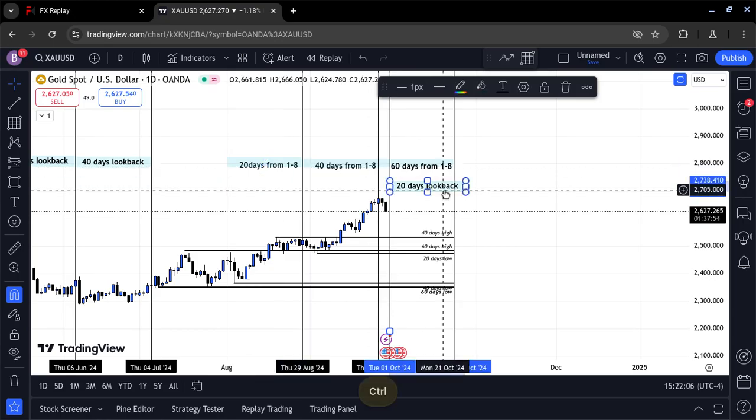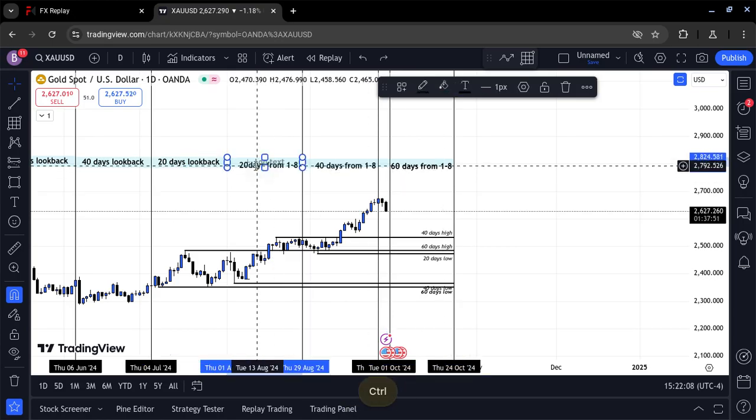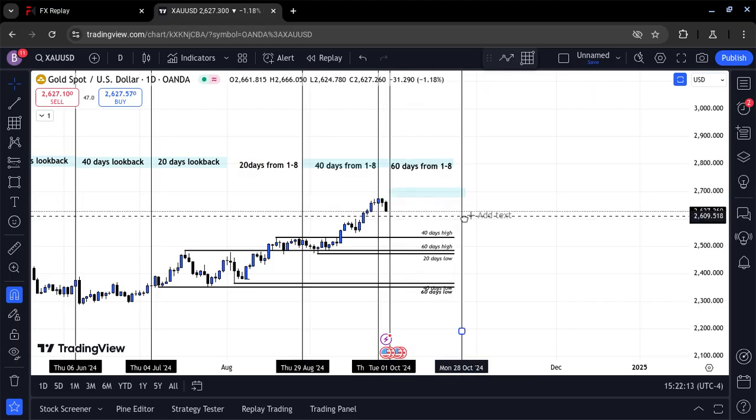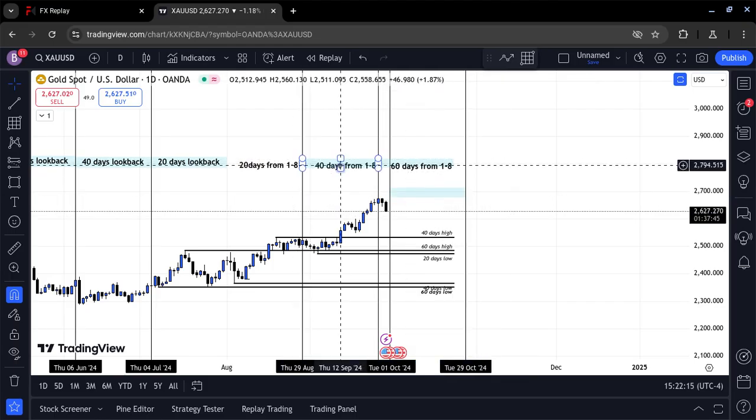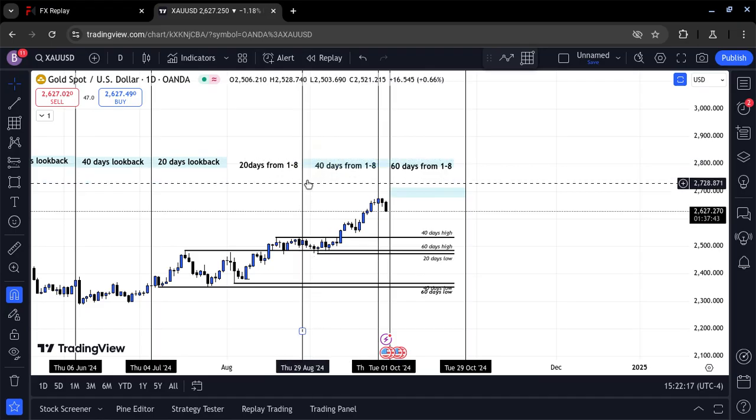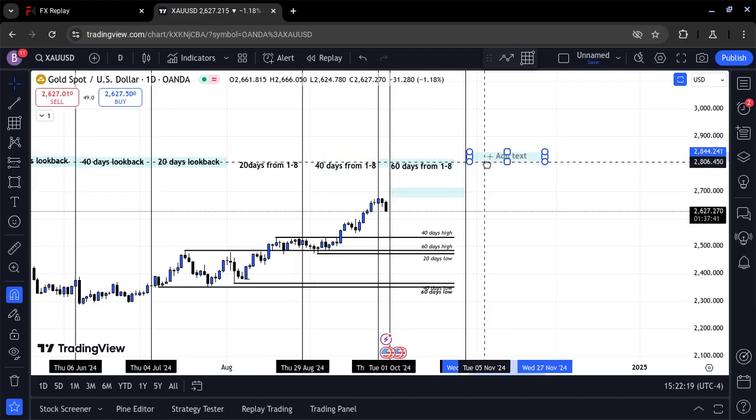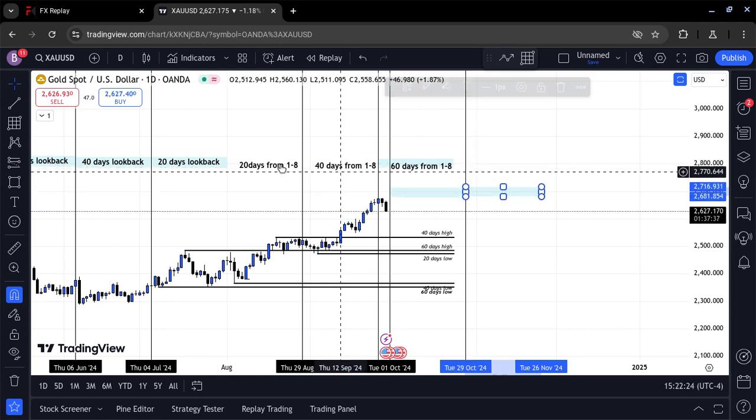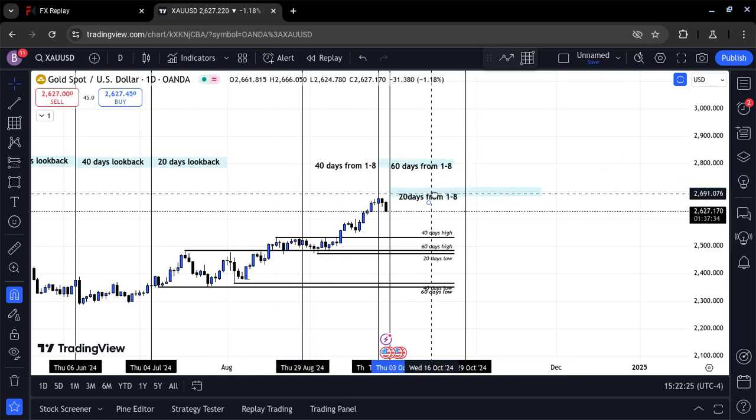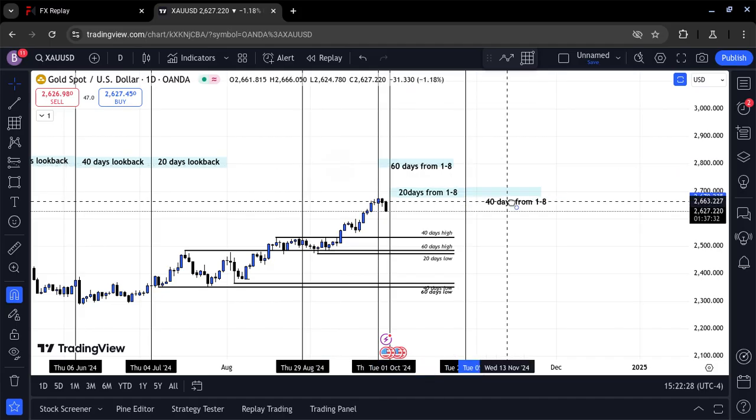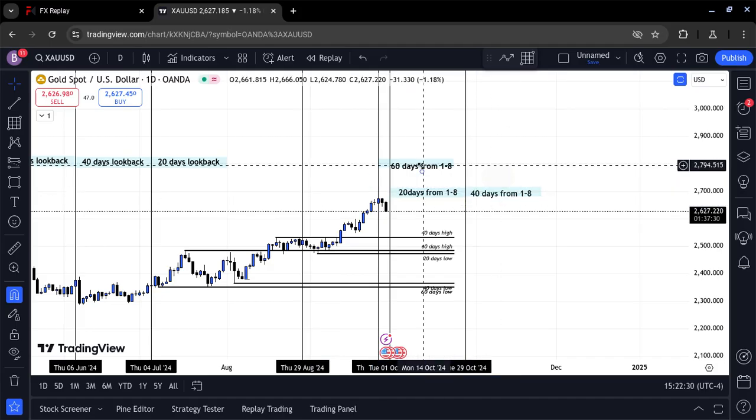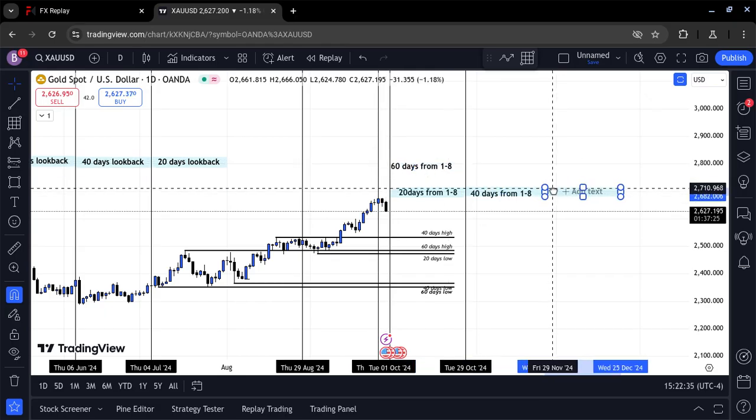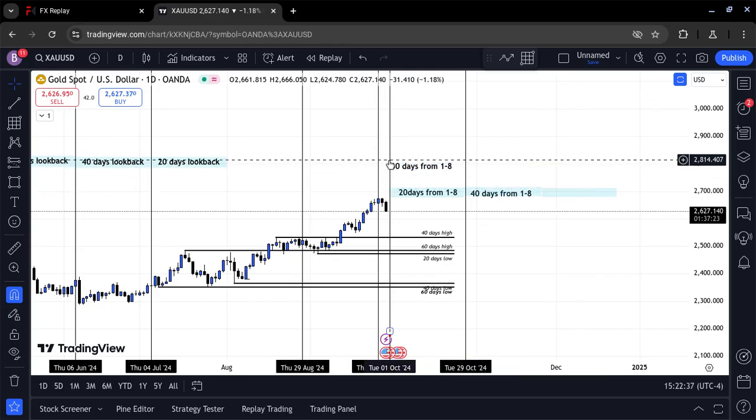These are the 20 days, sorry, these are the look back. So right here we have 20 days move forward. So I'll move this over here, 20 days. After the 20 days comes what? The 40 days look forward. Right here. These are 20 days. These are 40 days right here. And after the 40 days, we have what? The 60 days look forward.